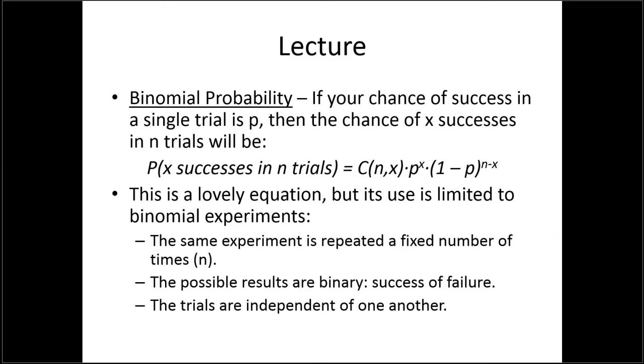There are stipulations for what defines a binomial experiment. The first is that the same experiment is repeated a fixed number of times, so it's repeated n times. As you noticed, bi means 2, so there are 2 possible outcomes: either you succeed or you do not succeed. That should say success or failure, not success of failure. Sorry about that. And the third stipulation is that the trials must be independent of each other.